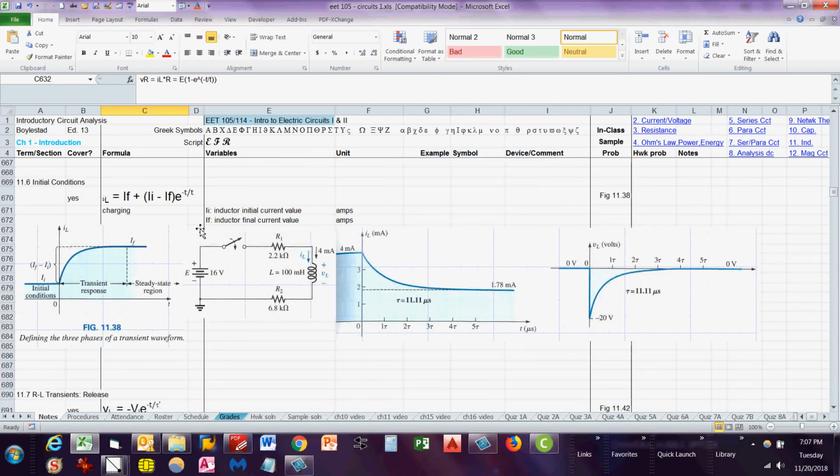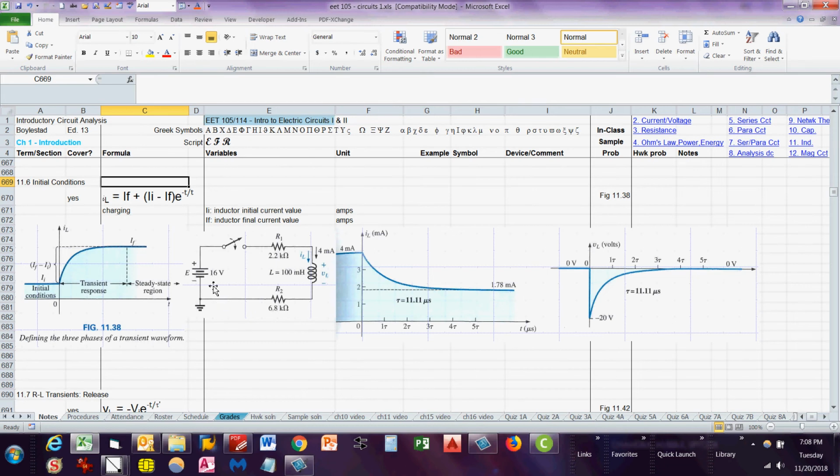So initial conditions, I sub L is equal to I sub F plus the quantity I sub I minus I sub F times e to the minus t over tau. I sub I is the initial inductor current. I sub F is the final current of the inductor, and as you can see in this graph, this is showing the initial conditions with I sub I, and then the current gets induced up to I sub F. This is the difference. This is the transient portion, this is the steady state portion.